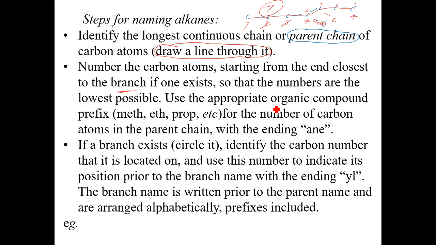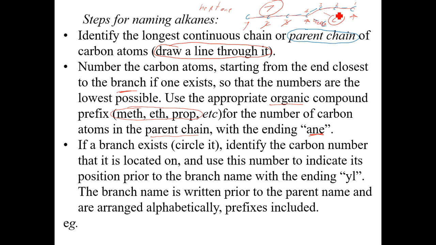So we're going to use the appropriate organic compound prefix. Those are the ones we just briefly took a look at with that previous table. Again, all of this is in your data booklet, so you don't need to remember these prefixes. This is for the number of carbon atoms in the parent chain. Because for this one I have 7, this is hept, and hept is the prefix, and ANE, so this would be a heptane.